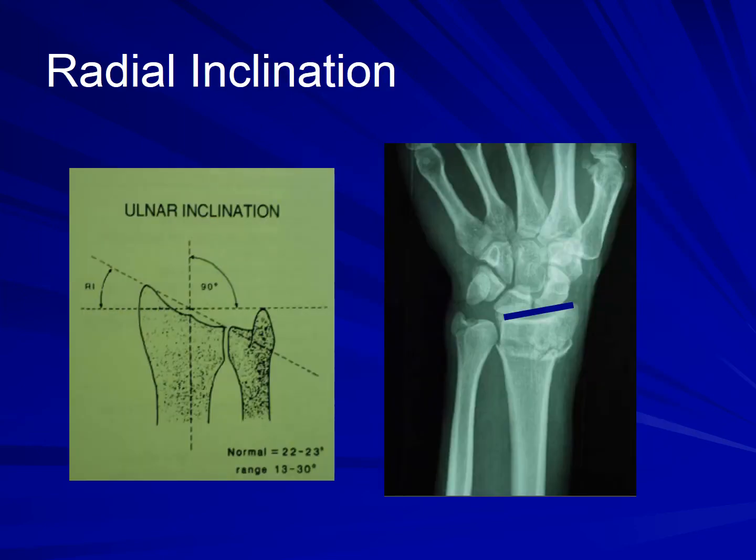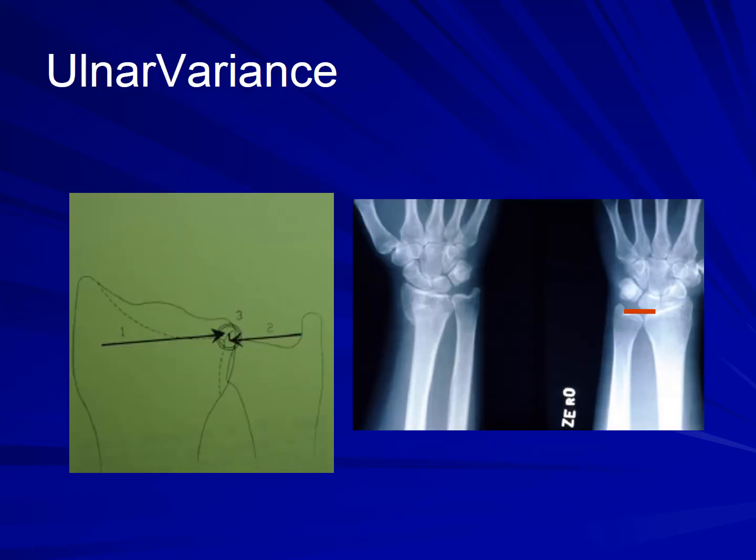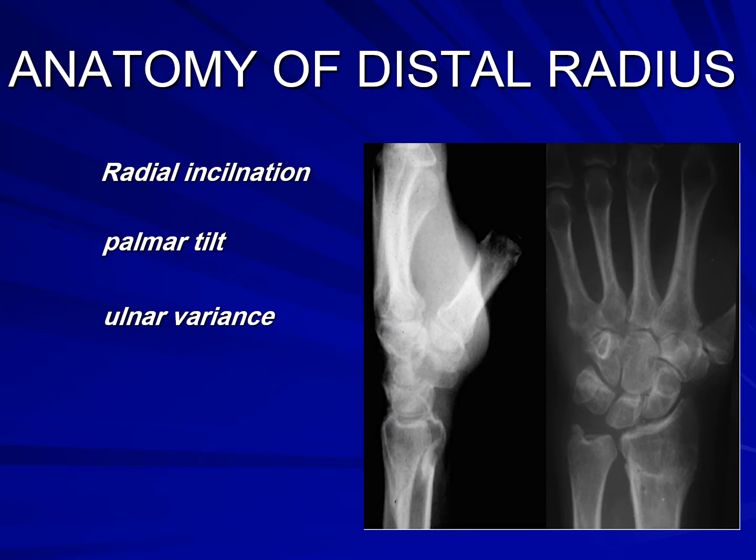Again, this fracture of the distal radius, showing illustrations on the plain X-ray, shows how the radial inclination is reduced below the normal level in a displaced fractured distal radius. This is the ulnar variance, which represents the level of the articular surface of the distal radius and the ulna. So the radiological anatomy of the distal radius includes radial inclination, palmar tilt, and ulnar variance.